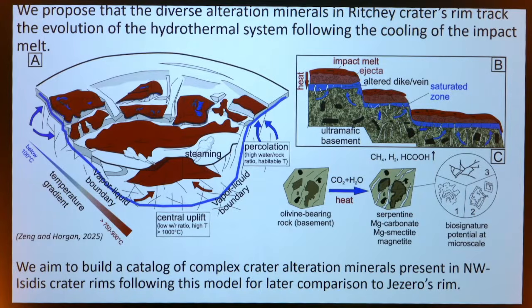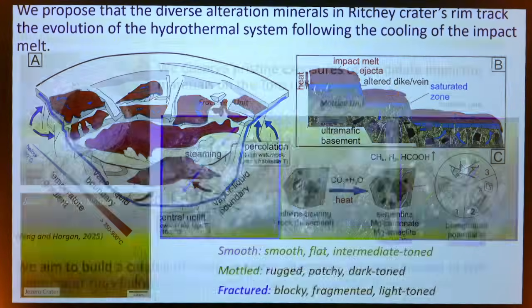Another thing I wanted to point out on this diagram is in our 3D version, what's closest to you is our central uplift, and that typically has the highest temperatures during impact. So we expect to find high temperature alteration minerals, and then there appears to be a gradient as we go closer to the rim, where low temperature alteration is probably occurring closer to the actual rim, which is more conducive for life. So we aim to build a catalog of complex crater alteration minerals present in Northwest Isidis crater rims, following this model for later comparison to Jezero's rim.